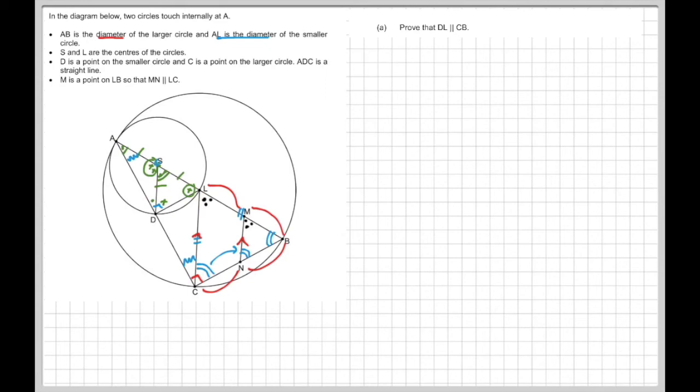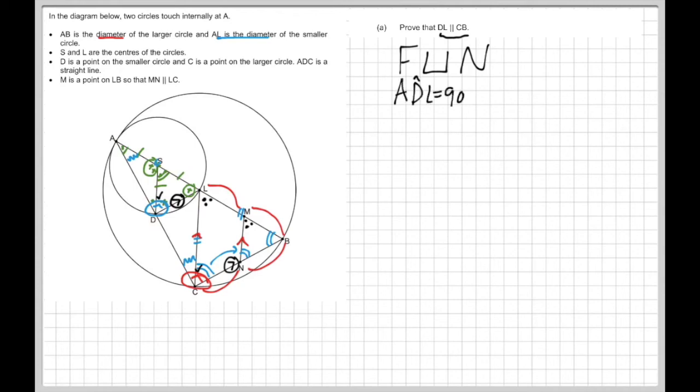The first question is asking me to prove DL parallel to CB. In other words, I can prove this by using either the F, the U, or the N. Now, the beautiful thing about the first thing that I did was I've got those two 90 degrees. So I've got that 90 degree there, and I've got that 90 degree there. And because they're both 90, I know that I've got corresponding angles that are equal. So I've proven it. But let me actually write it down.